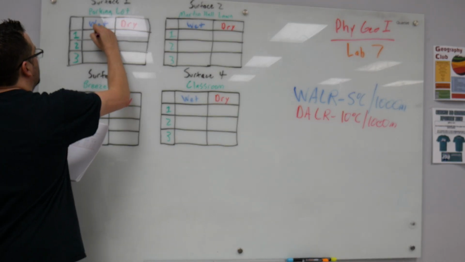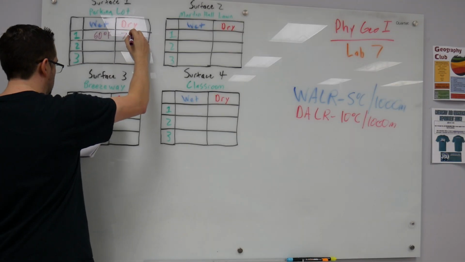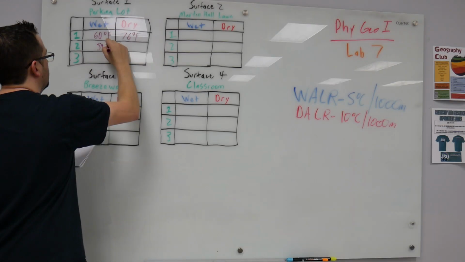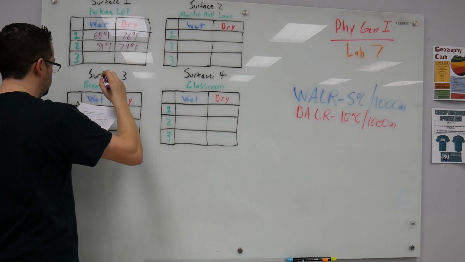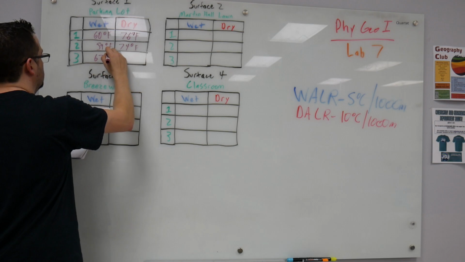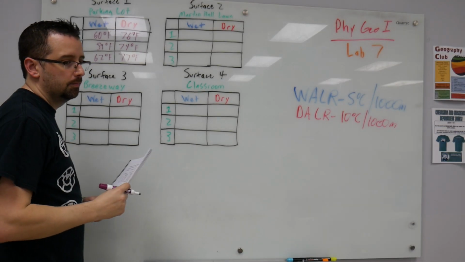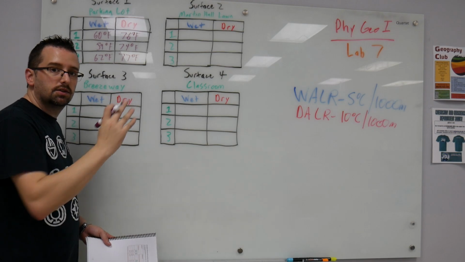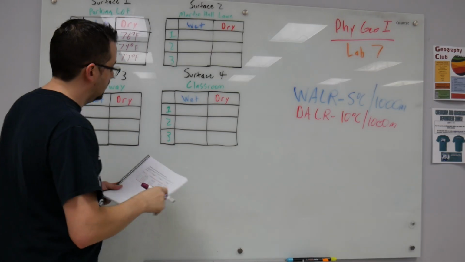So we have 60 degrees Fahrenheit and 76 dry, 59 and 74, and 62 and 77. Okay. All right. So that is for the parking lot. I'm really hoping you guys can see these things clearly. After I'm done writing these in, I'm going to give you a chance to look at these. I will step away for a minute.